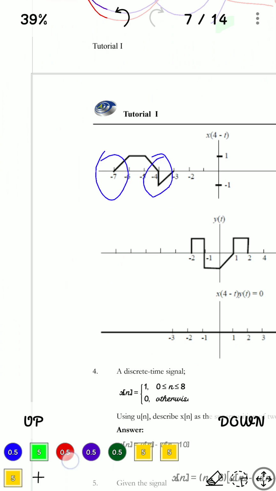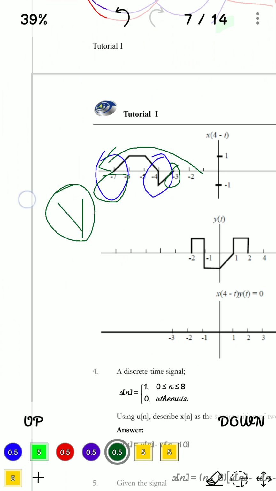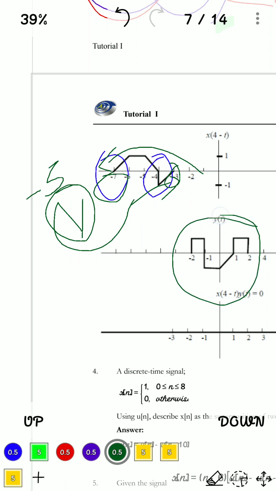So this particular one was at 1, and when you shifted it to this side, it took the place of -7, right? And this particular one was at 5, and you reflected, so this is at -4 itself. So this particular line was at 5, this was -5, and when you shifted it, it took the place of -3, right? So this is the reflection, and your y of t remains the same.